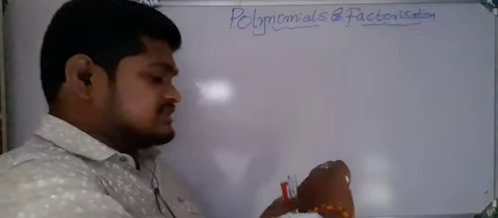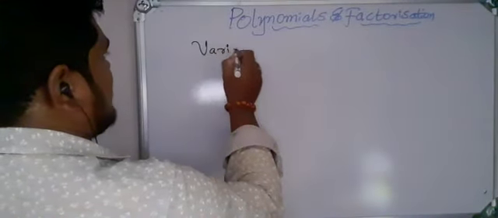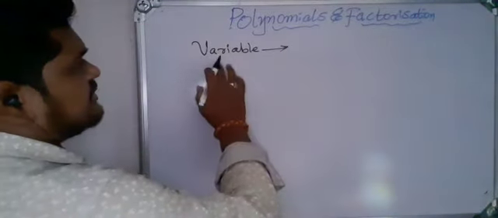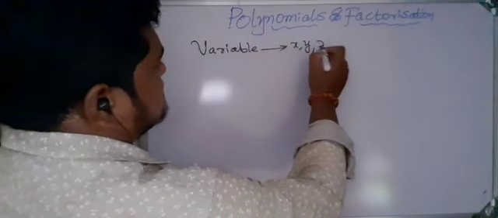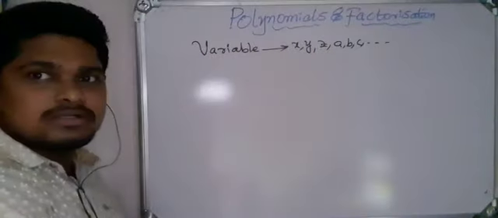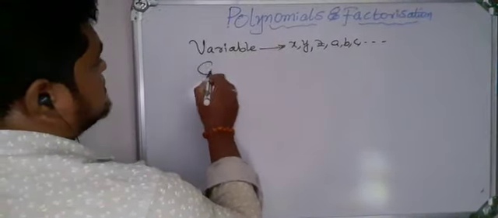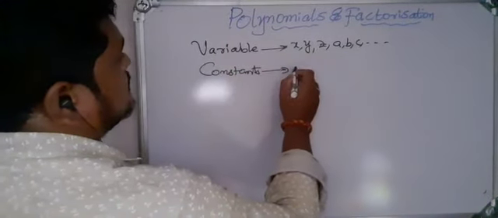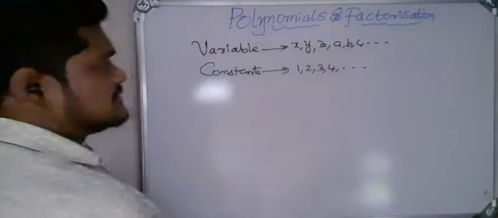In the last class, first of all, we discussed the variable. A variable means a symbol which has no fixed value. It is denoted with small alphabets, that is x, y, z, a, b, c and so on. Next we discuss constants. Constants are denoted with the numbers 1, 2, 3, 4 and so on. It is nothing but numbers.